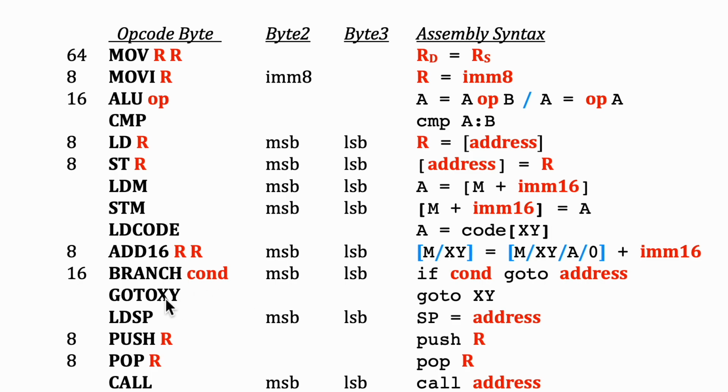One of the conditions is always true, so this particular instruction is also used to encode the unconditional jump. We also have an indirect jump called go to XY. In that case, the target address is provided by the XY register.